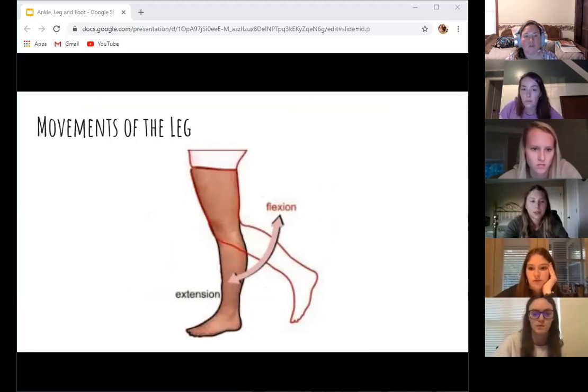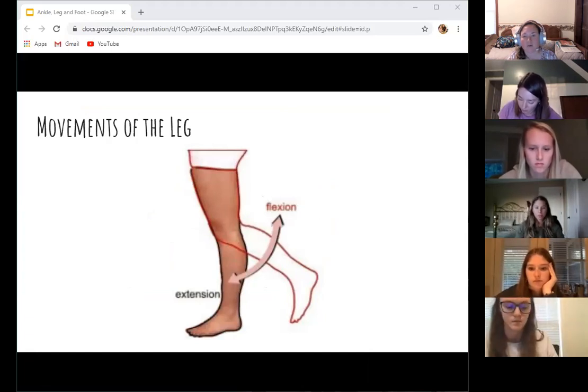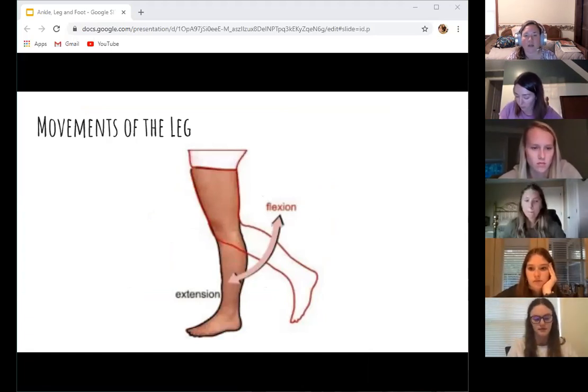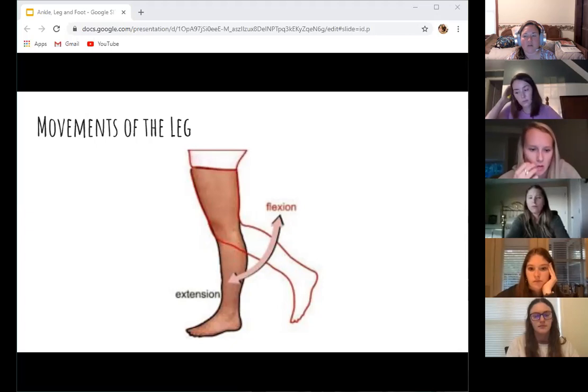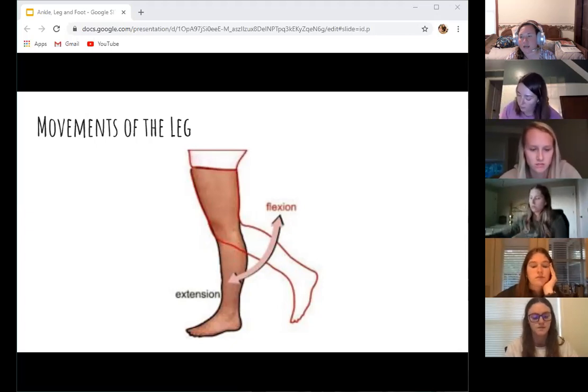And then a quick review of what the movements of the leg are. So when you're looking at the knee joint that we covered last week, you're looking at flexion and extension. There's also a small amount of medial and lateral rotation at the knee when it is flexed. It's a very small movement, but there is a little bit there with the knee being flexed.